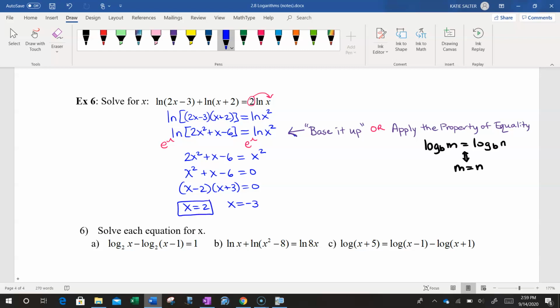We checked it out. However, if we were to substitute negative 3 into this first one, 2 times negative 3 is negative 6. Negative 6 minus 3 is negative 9. We cannot take the natural log of negative 9. It is not in the domain of our natural logarithm. So this answer is an extraneous solution. So in this case, we only have one answer. And that's why it's so important to make sure you always check your answers. And then we will be doing number 6 with our practice.